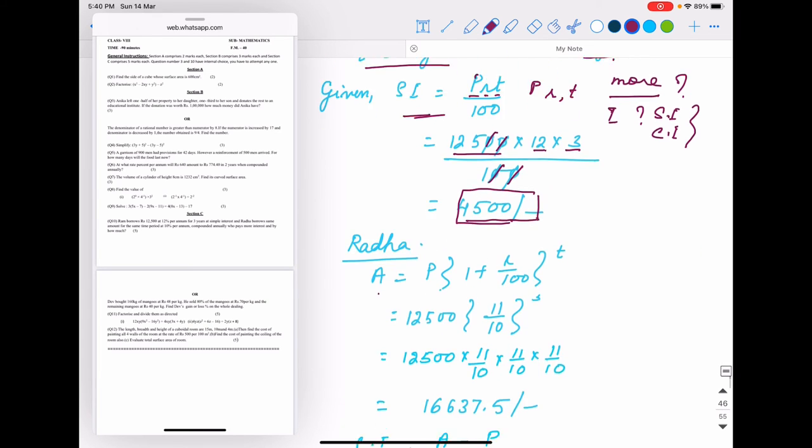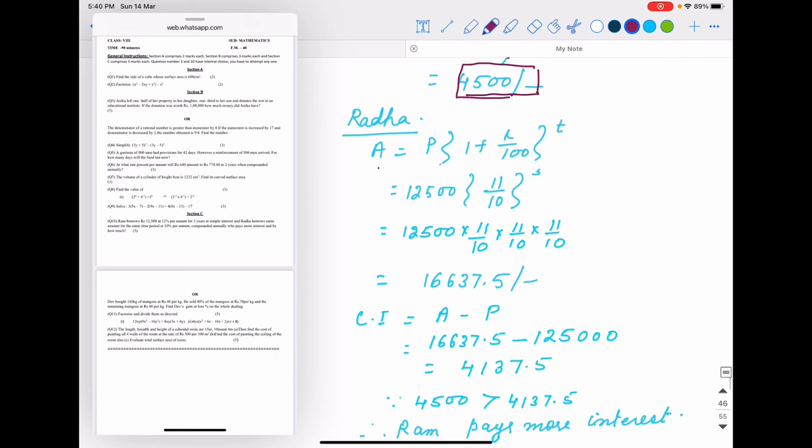Now for Radha, it is amount. We find out first the amount is P into (1 plus R by 100) to the power time. We put the value. It is 1 plus 10 by 100. If you simplify, it is 11 by 10. And after cancellation, it is 16,637.5 rupees.